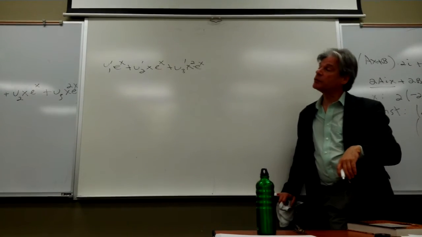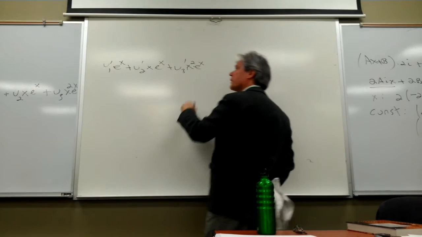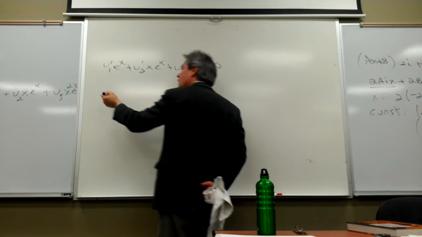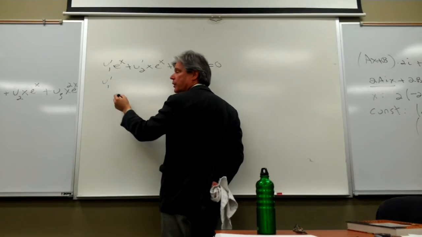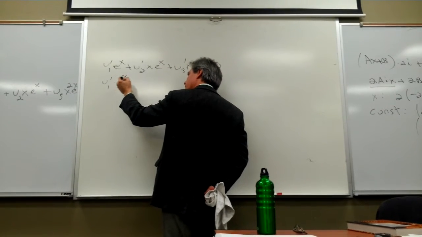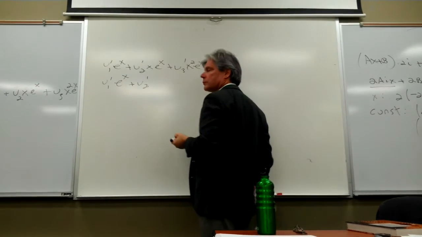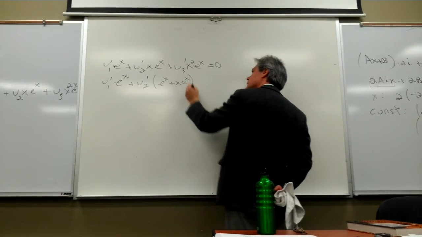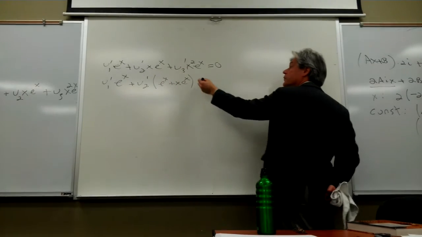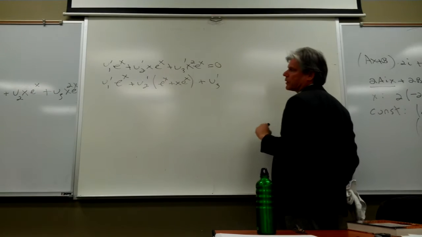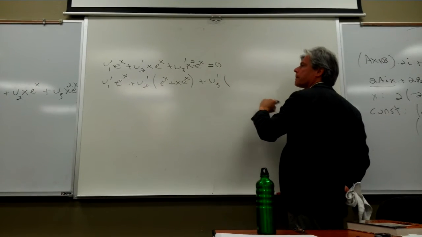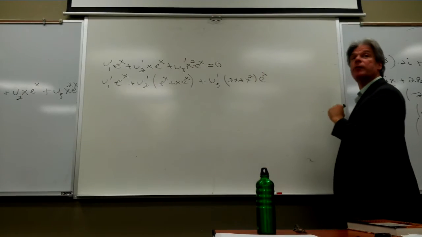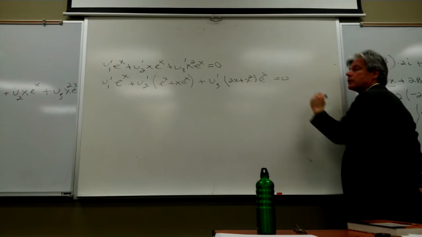However, I've got another equation, in which I've got u1 prime times y1 prime plus u2 prime times y2 prime plus u3 prime times y3 prime. By the way, that's going to be equal to 0 as well.